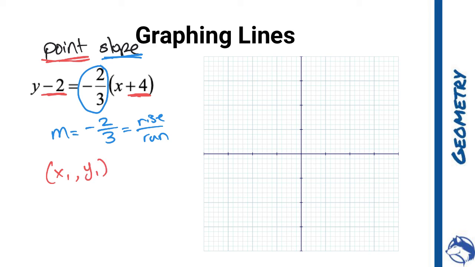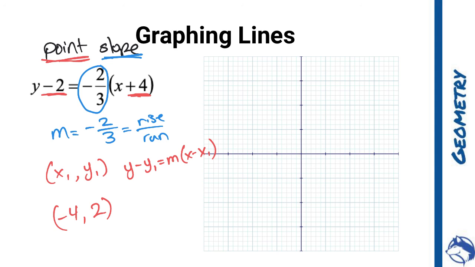Now my point, remember it's x1, y1, but the formula says that it's y minus y1, which is equal to m times x minus x1. So I have to do the opposite. So if it's a +4 here, I have to do a -4 as my point. And if it's a -2 there, I have to do a +2 for my y.